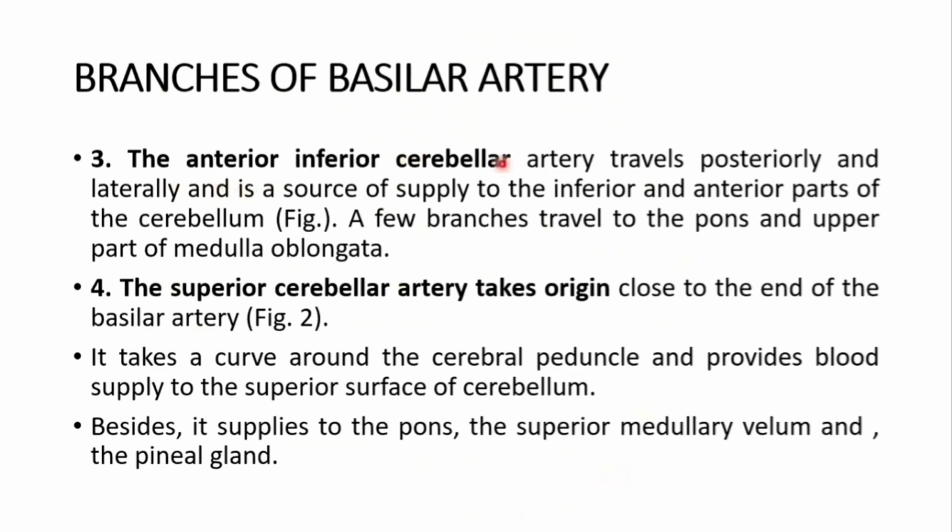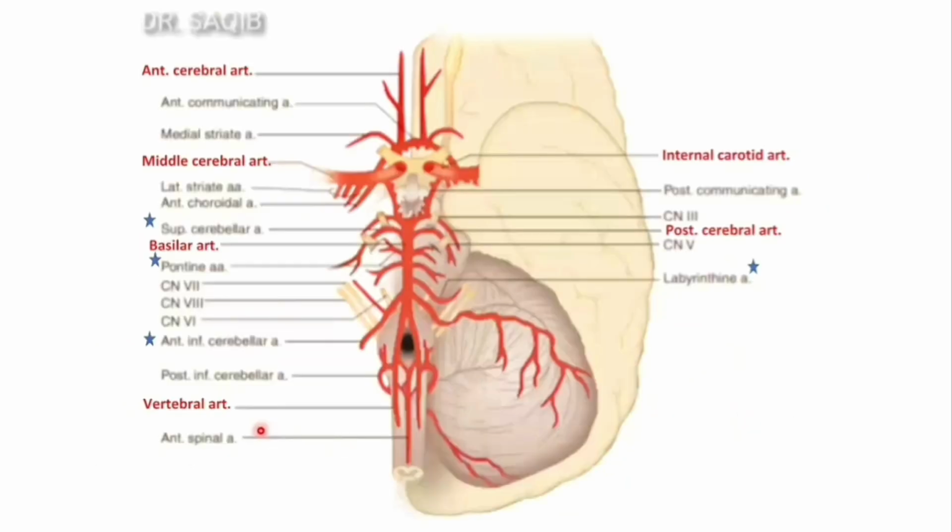Then the anterior inferior cerebellar artery travels posteriorly and laterally and is a source of supply to the inferior and anterior parts of the cerebellum. A few branches travel to the pons and upper part of the medulla oblongata. The superior cerebellar artery takes origin close to the end of the basilar artery. It takes a curve around the cerebral peduncle and provides blood supply to the superior surface of the cerebellum. Besides, it supplies the pons, the superior medullary velum, and the pineal gland.